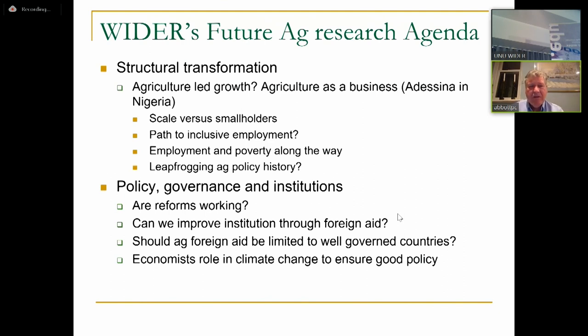Okay, so I think going forward, I would emphasize two agendas where WIDER can play an important role. One is this question of structural transformation. Is agriculture-led growth realistic? How do you deal with employment and poverty along the way? And can you leapfrog the ag policy history that structural transformation has led to? And the other issue is the heavy emphasis on policy, governments, and institutions. Are reforms working? Can we improve institutions through foreign aid?